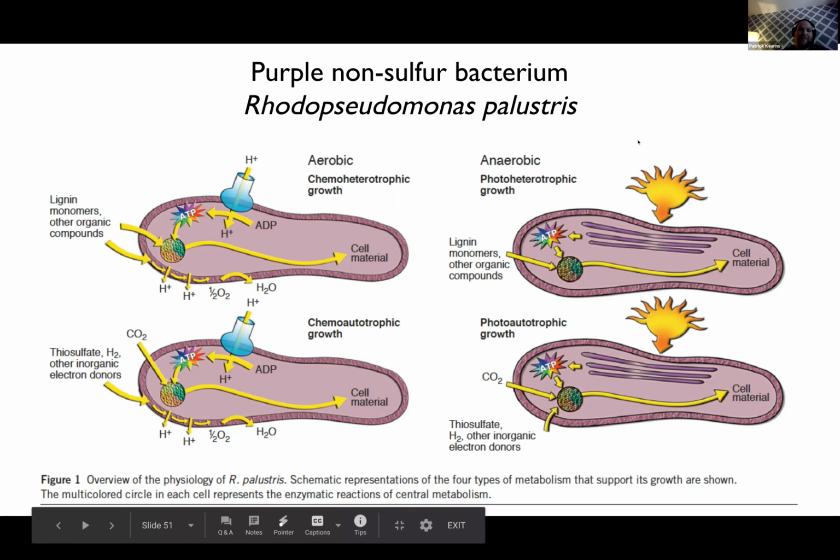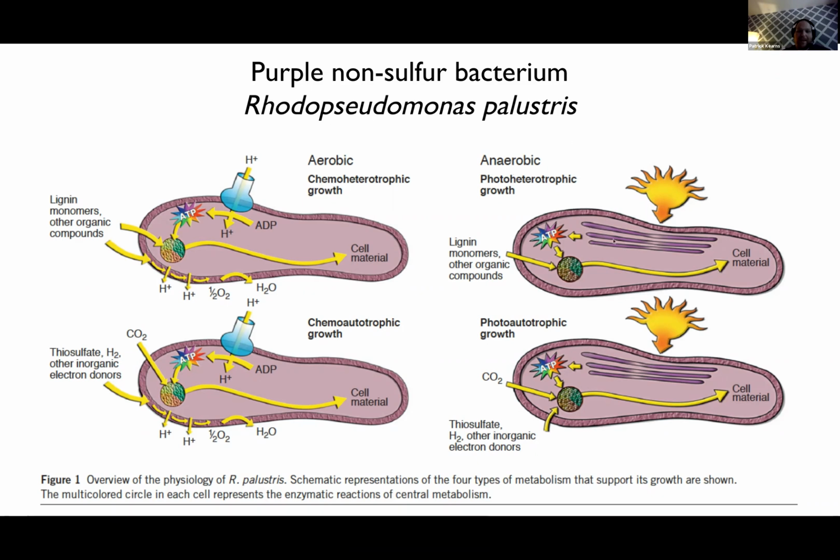When oxygen is absent, it switches to photoheterotrophy. And what does that mean? Well, it uses the sunlight to generate electrons for itself, but it's still consuming organic matter. So it's using the electrons generated from solar energy to help it break down organic matter. So pretty cool guy. It's what we call a purple non-sulfur bacteria.